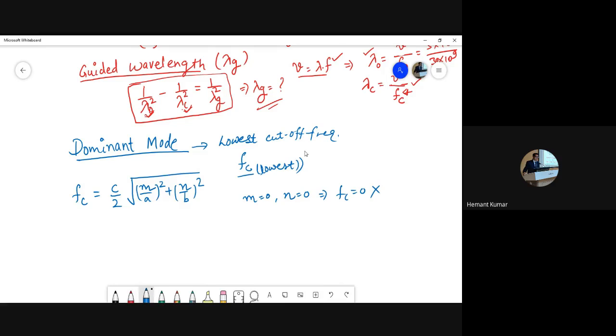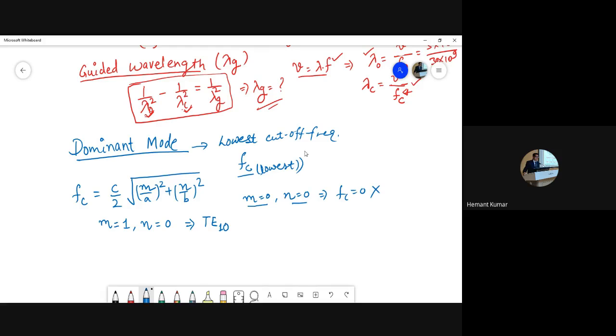But this is not the lowest mode, because when m is 0 and n is 0, it means there is no mode, the wave is not propagating. So in a rectangular waveguide, this is not the lowest mode. The lowest mode is m equal to 1, n equal to 0.